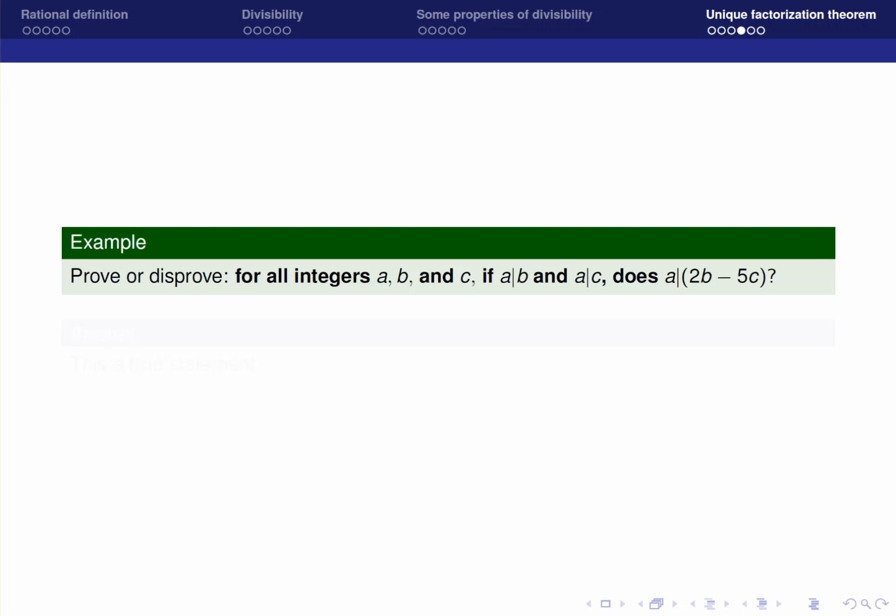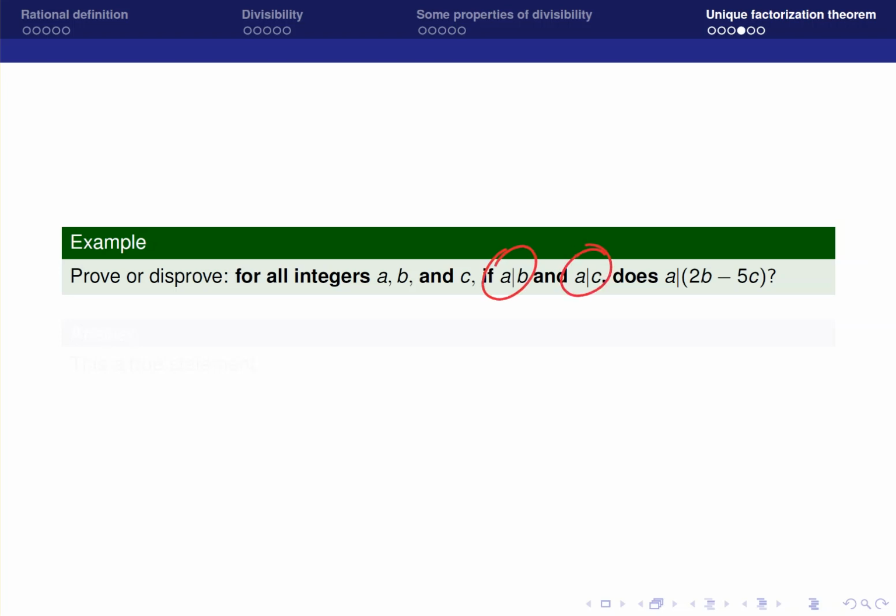This time we're being asked to prove or disprove that for all integers a, b, and c, if a divides b and a divides c, then will it necessarily be true that a divides 2b minus 5c? Is that true or is that false? What do you think?